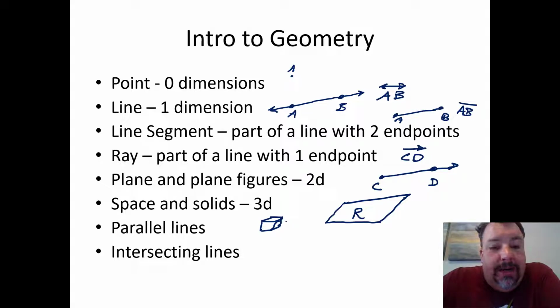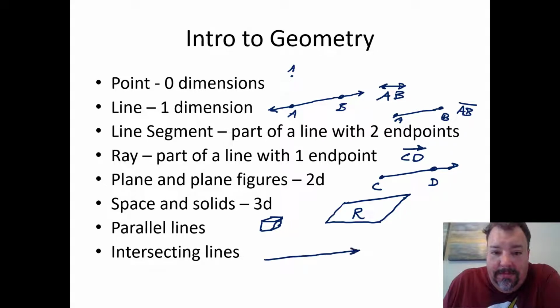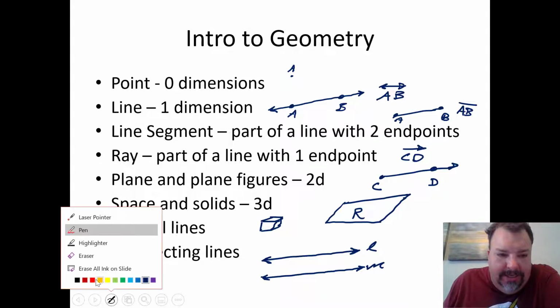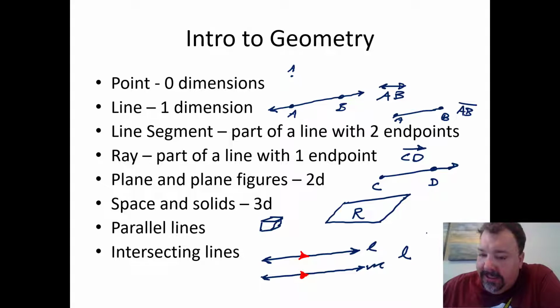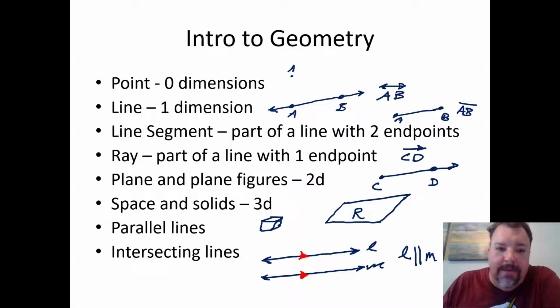We're also going to be using parallel lines and intersecting lines. So 2 lines are parallel means that they're never going to cross and they're in the same plane. So here's a line L, here's a line M. Usually we'll show that those lines are parallel by putting a little arrow on top of it. In this case, this little red arrow means that these lines are parallel. And then we'll write that line L is parallel to line M.